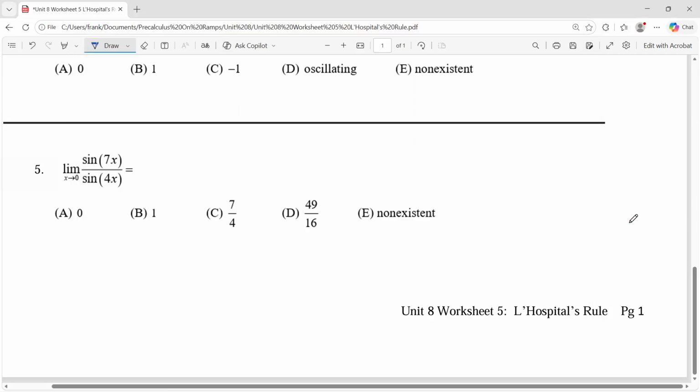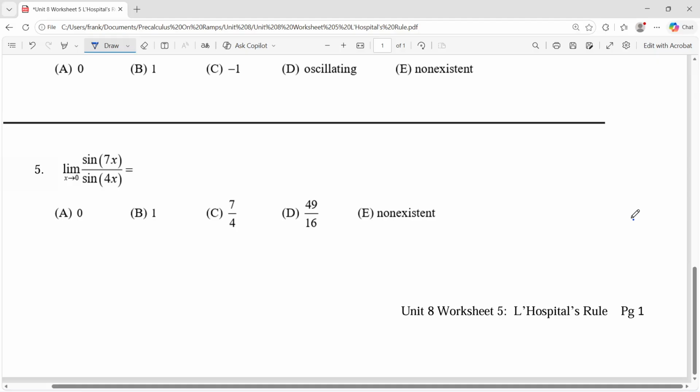This is Pre-Calculus Onramps, Unit 8, worksheet on L'Hopital's rule, which some people call Bernoulli's rule. Bernoulli was under contract with L'Hopital to teach or tutor L'Hopital's calculus, and part of that contract said any discovery that Bernoulli made, L'Hopital could use and put his name on. So Bernoulli discovered it, L'Hopital used it, as the contract stated. So we know it as L'Hopital's rule. Some people say Le Hospital's rule, but some people call it Bernoulli's rule.